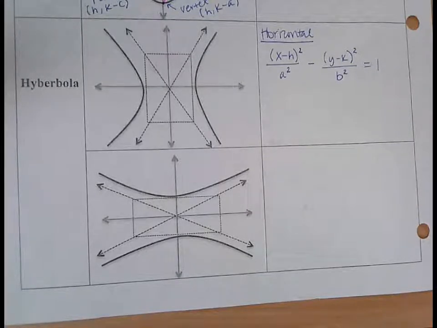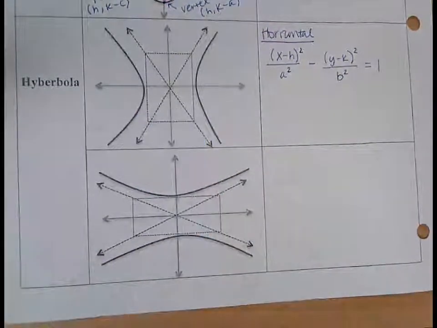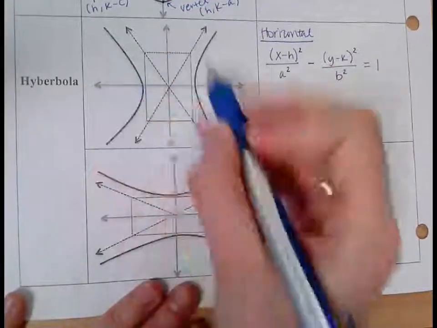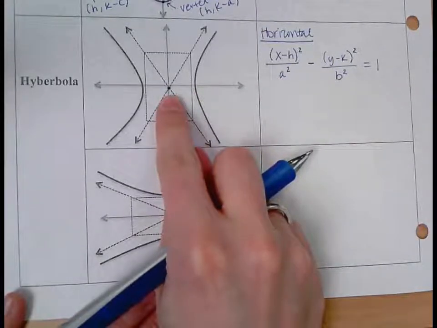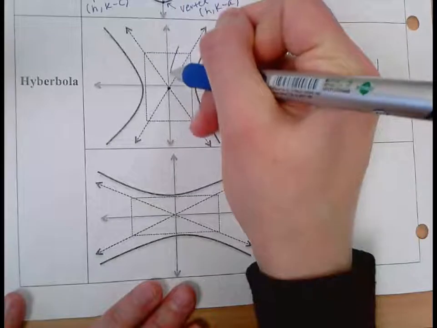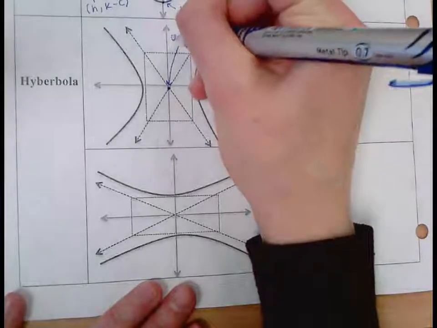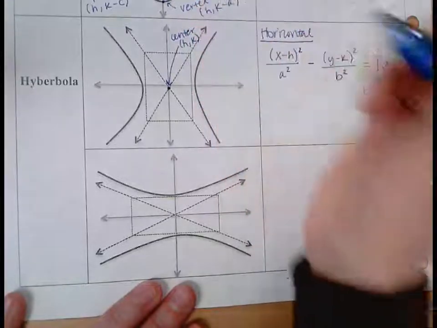We will start out by labeling the center. So the center for a hyperbola does not touch the graph of the hyperbola at all. But on your grid, where those two dashed lines, the asymptotes, intersect would be the center. And the center is the ordered pair (h, k).